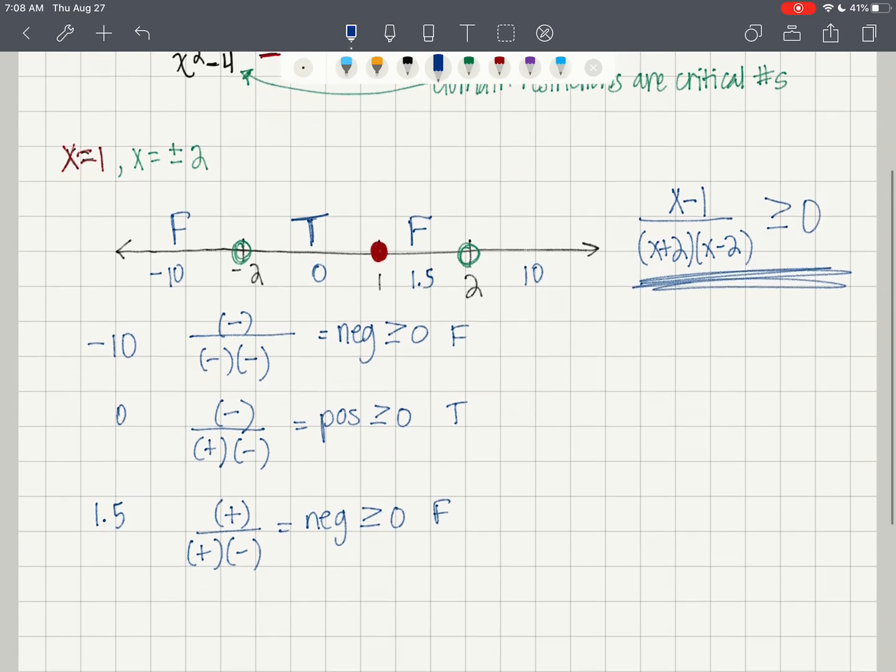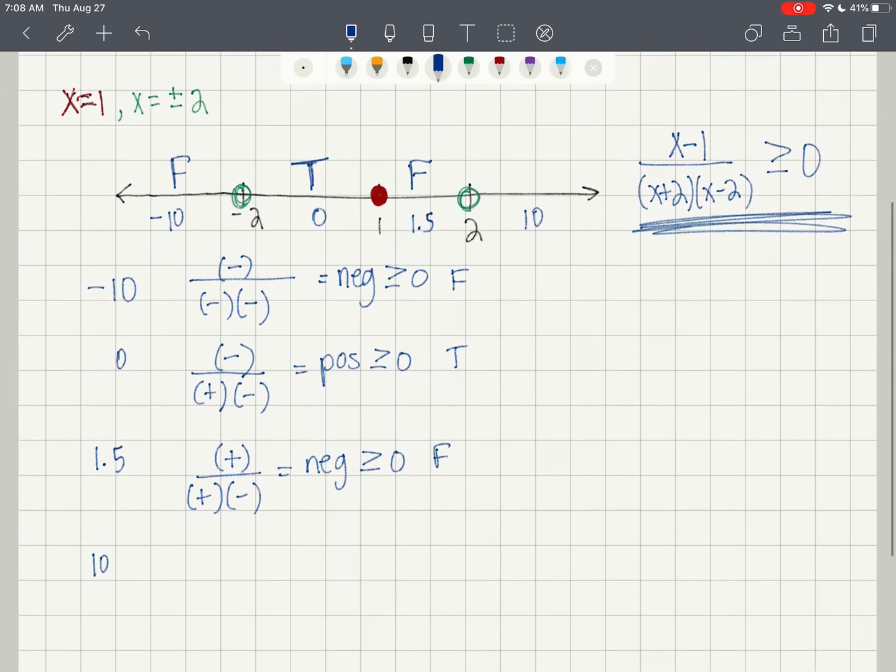And then we're going to try 10. If I put a positive 10 in, 10 minus 1 is positive. 10 plus 2 is positive. 10 minus 2 is positive. All positive numbers are greater than 0, so that is true.